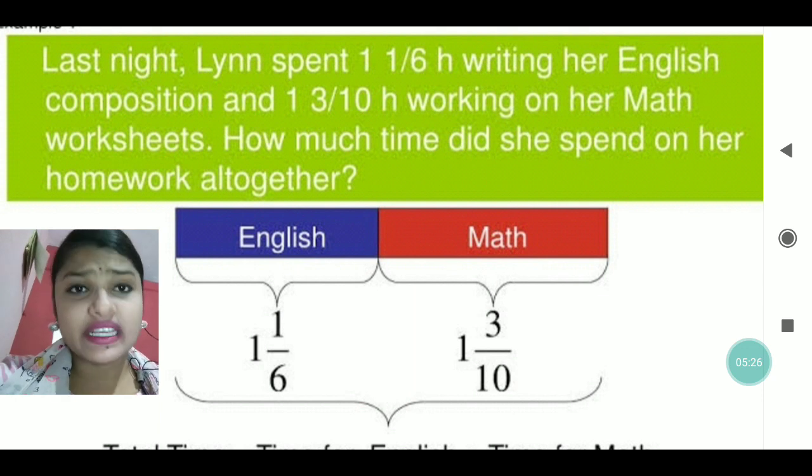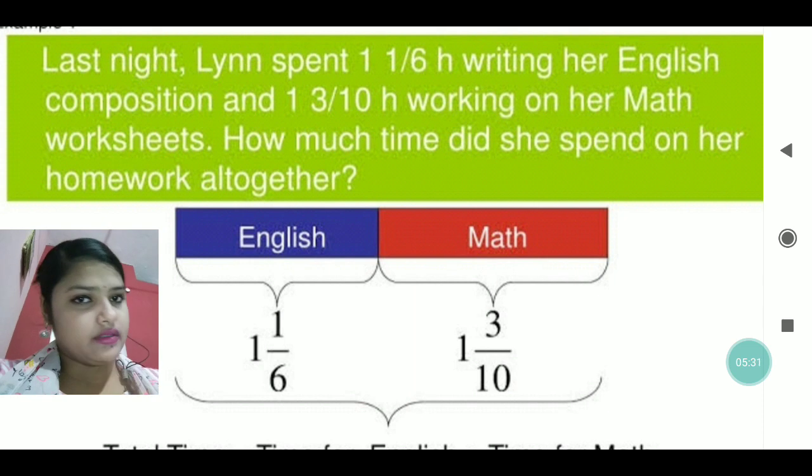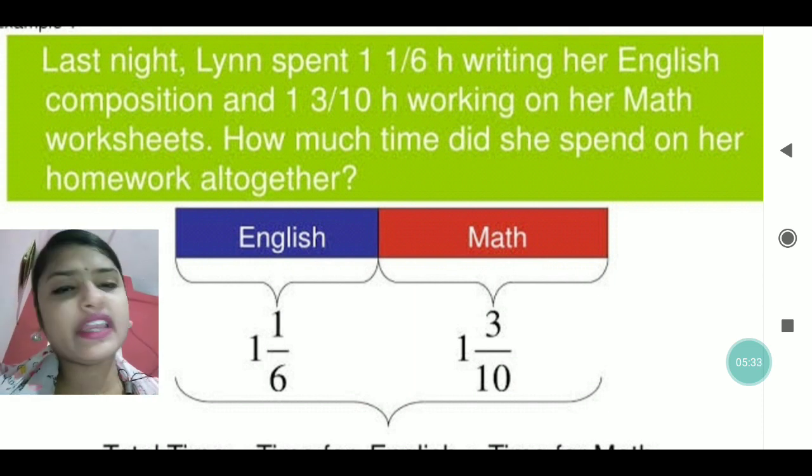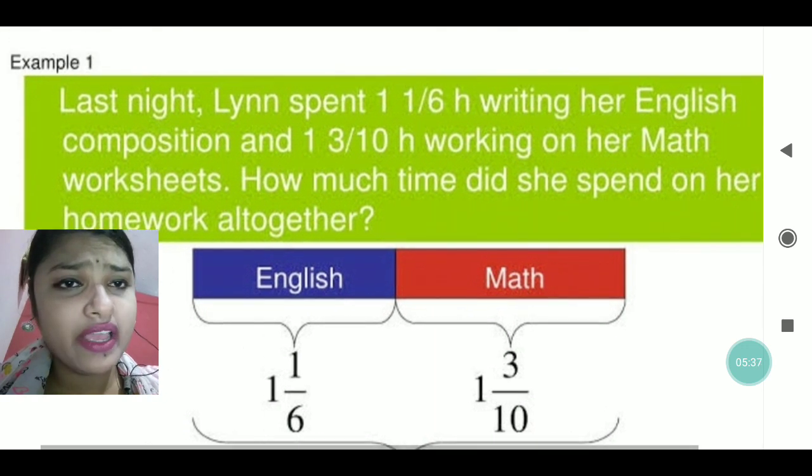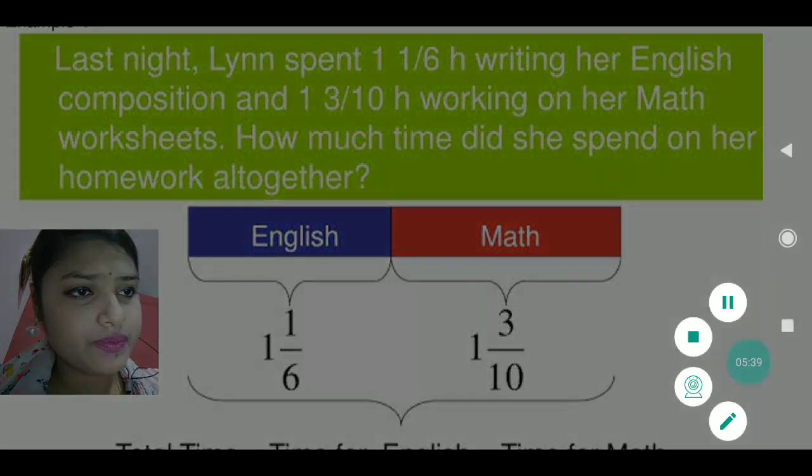So 1 1/6 and 1 3/10. It is given in mixed fractions. First, convert it into improper fractions. 1 1/6 is 6 plus 1 is 7 by 6. Okay, wait.